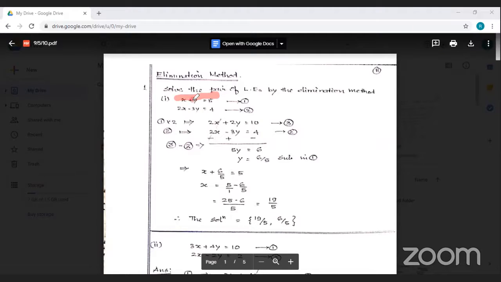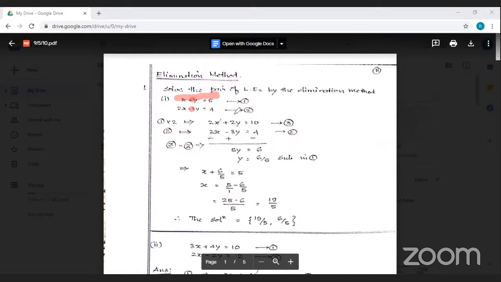Now, this is plus 3y, this is minus 3y. What do you have to do, add or subtract? When will it get cancelled? If you add, then it will get cancelled, because one is plus and another is minus. Therefore, you have to add.